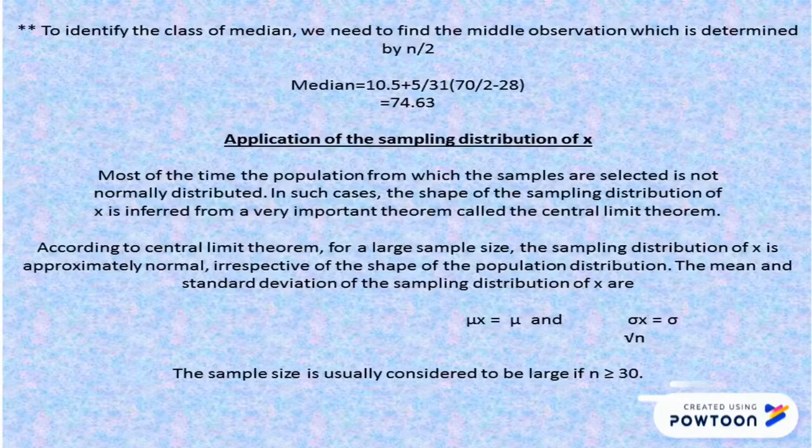Application of the sampling distribution of the mean. Most of the time, the population from which the sample is selected is not normally distributed. In some cases, the shape of the sampling distribution of the mean is inferred from a very important theorem called the central limit theorem.